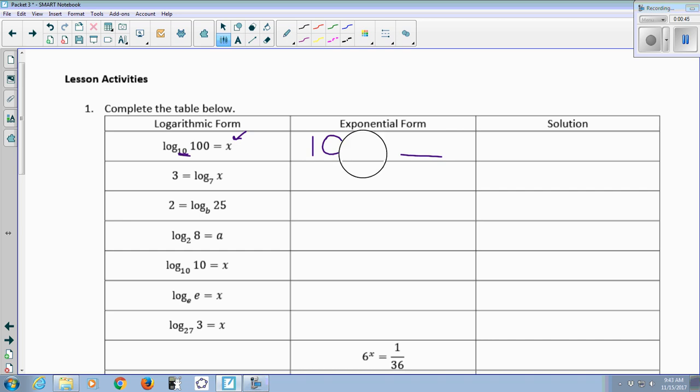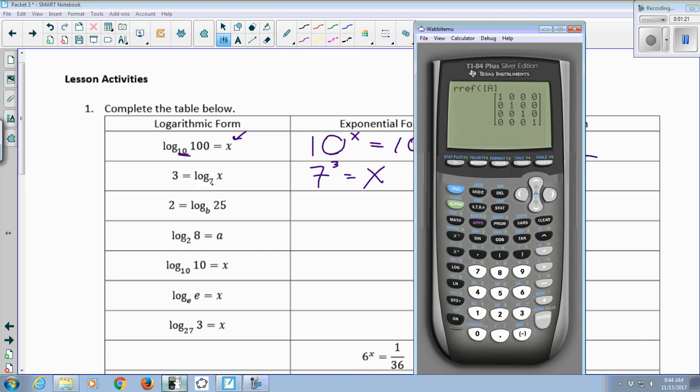So we're going to have 10 to the x equals 100. So 10 to what power equals 100? And the solution would be 2. X equals 2 because 10 squared is 100. Okay, here's another one. My base is 7. The log equals the exponent, so that's 7 cubed equals x. And 7 cubed, I don't think I can do that in my head. 7 times 7 times 7. 7 cubed is 343.